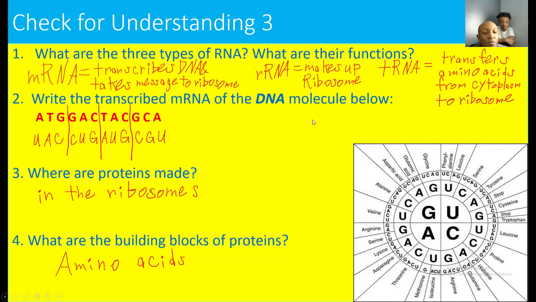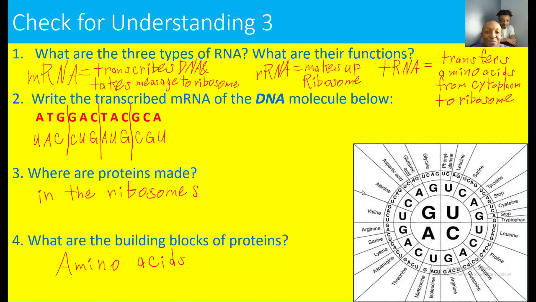Alright, so now for our third question. Where are proteins made? Proteins are made in the ribosomes. Alright, now for our fourth question. What are the building blocks of proteins? And everyone knows those are amino acids. Yes. And we have a good old fist bump.